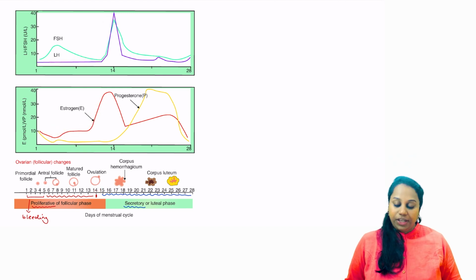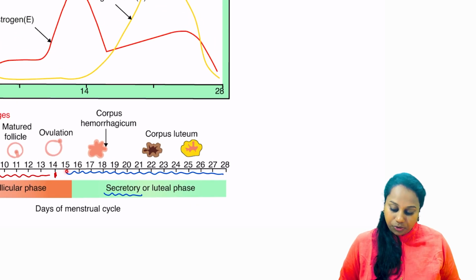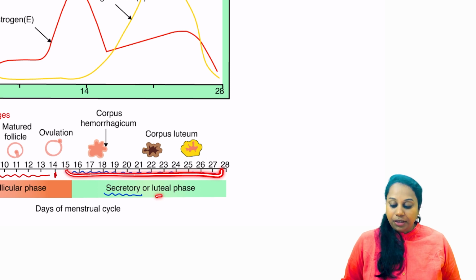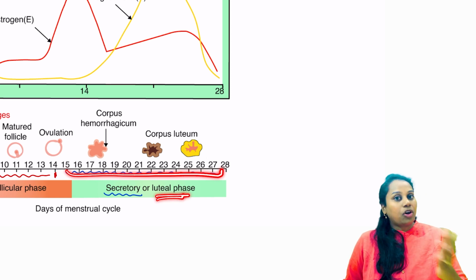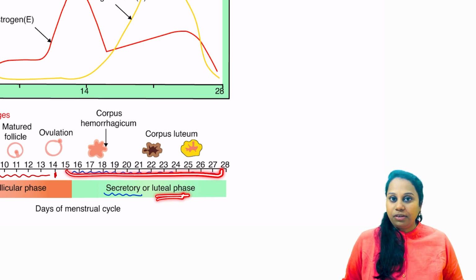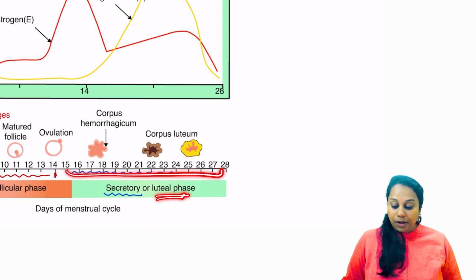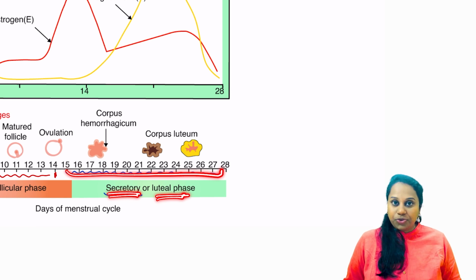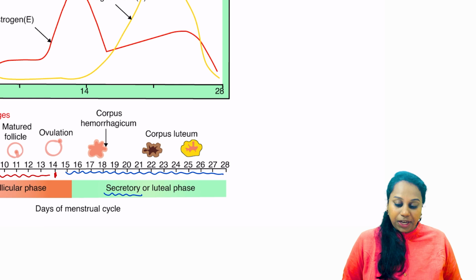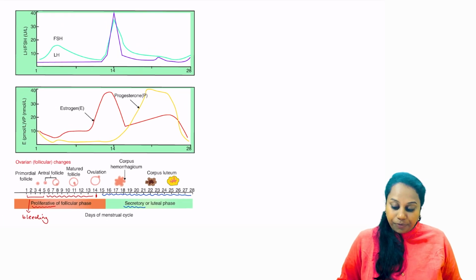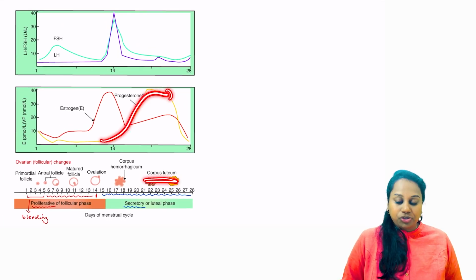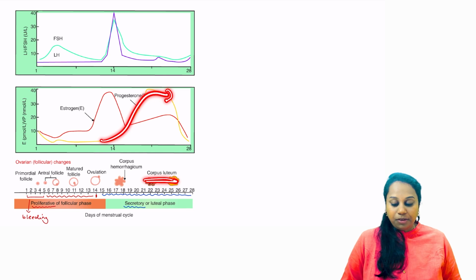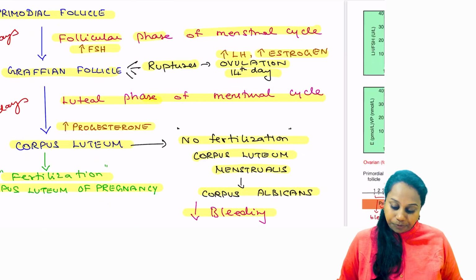And after ovulation, in the last 14 days, what are the changes? In the ovary, corpus luteum is formed. That's why it is called the luteal phase. So in the ovary, it is the luteal phase. In the endometrium, secretions begin to form. That's why it is called the secretory phase. So in the uterus, it is the secretory phase. In your ovary, it is the luteal phase. And the hormone change that happens is that the corpus luteum begins to produce progesterone. So in the hormonal cycle, progesterone levels are increasing.